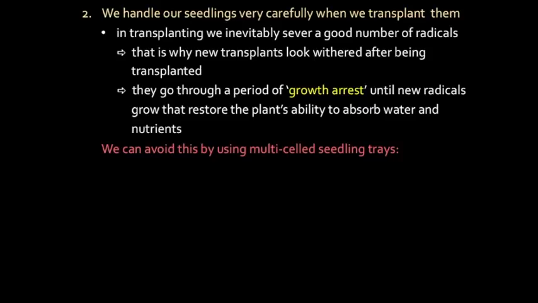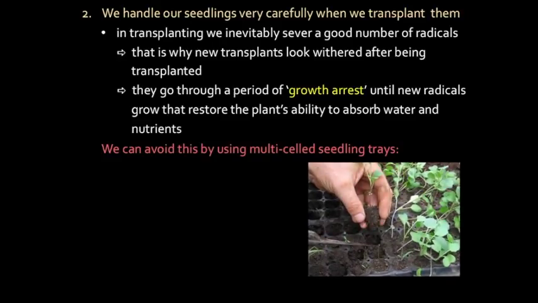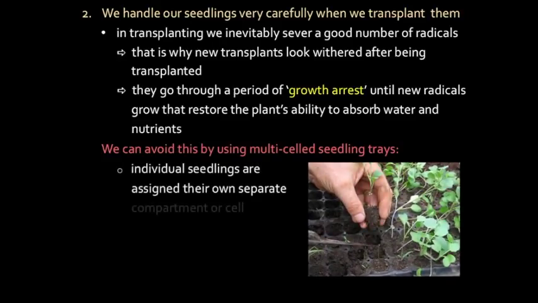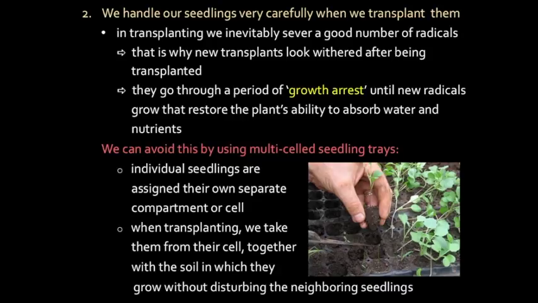Now we can avoid these by using multi-celled seedling trays. Individual seedlings are assigned their own separate compartments or cell. When transplanting, we take them from their cell together with the soil in which they grow without disturbing the neighboring seedlings.